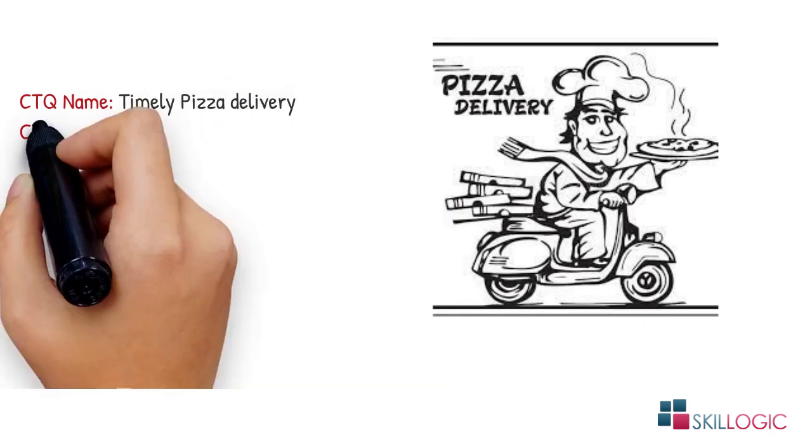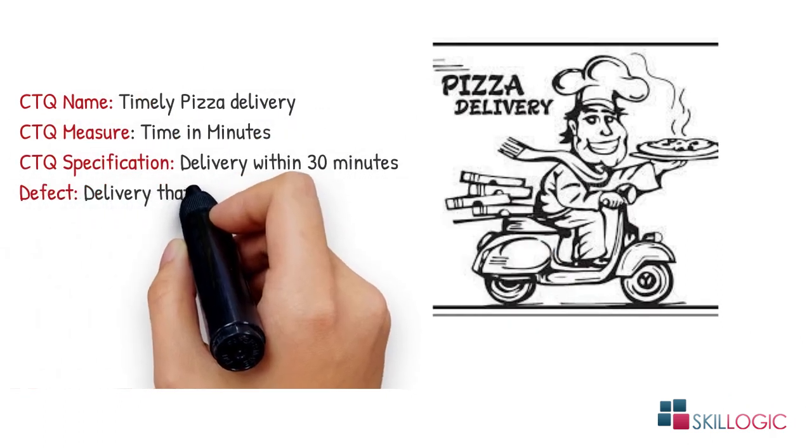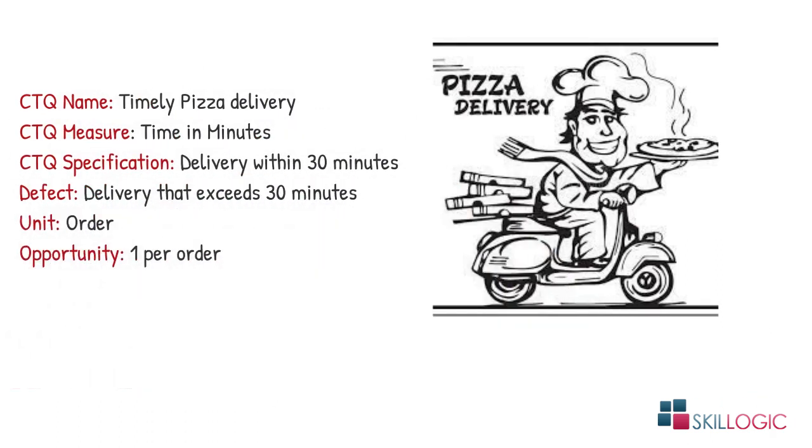In our case, our CTQ name is timely pizza delivery, the CTQ measure is time in minutes, and the CTQ specification is delivery within 30 minutes from the order acceptance time. And a defect is a delivery that takes longer than 30 minutes. The unit is an order. An opportunity is one order.